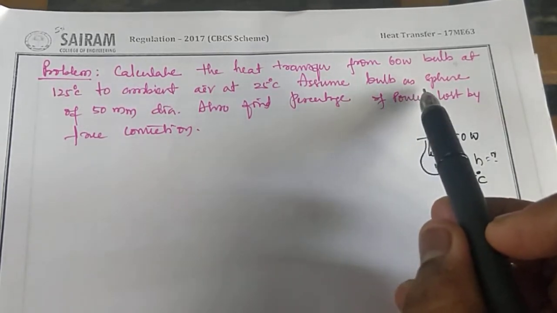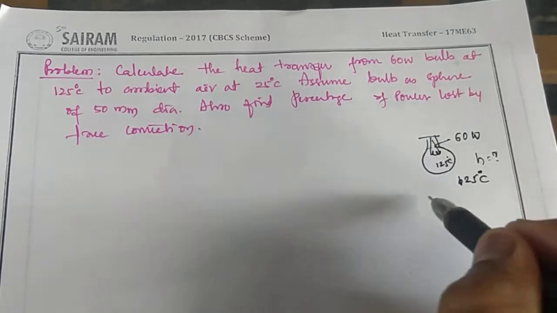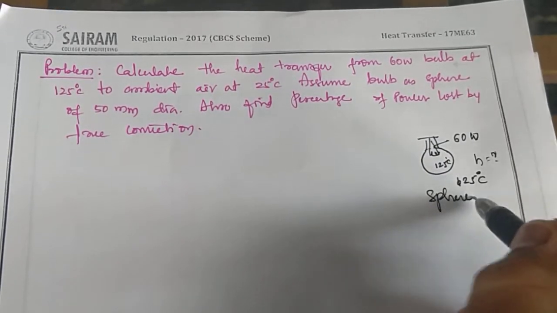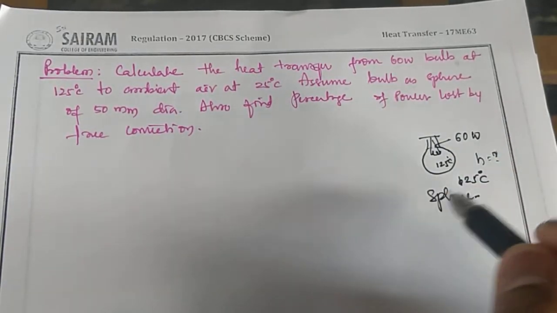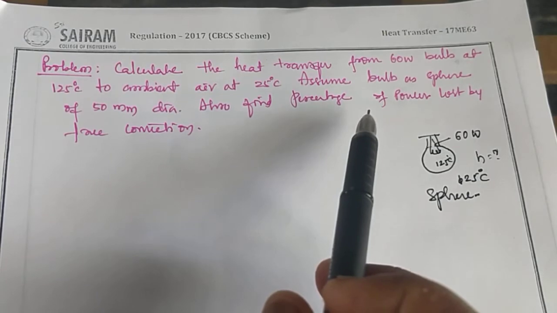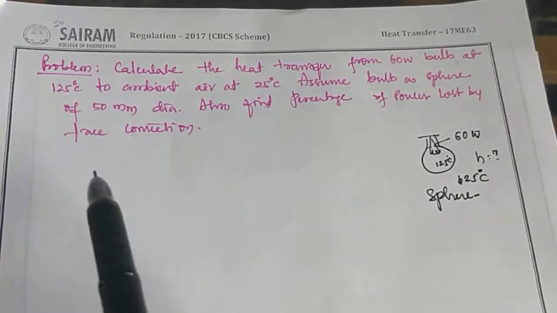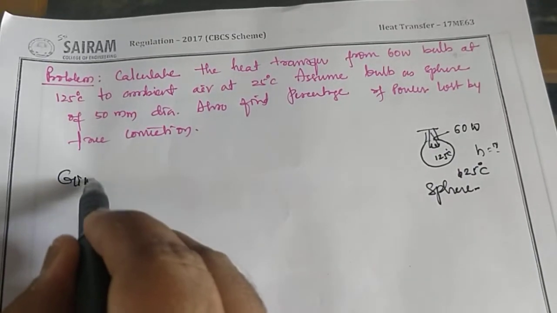Assume the bulb as a sphere. Treat the geometry of the bulb as a sphere of 50 mm diameter. The 50 mm diameter is given, and also find the percentage of power lost by free convection. So here, first we will write the given data.